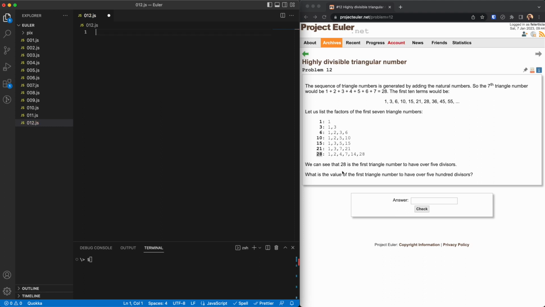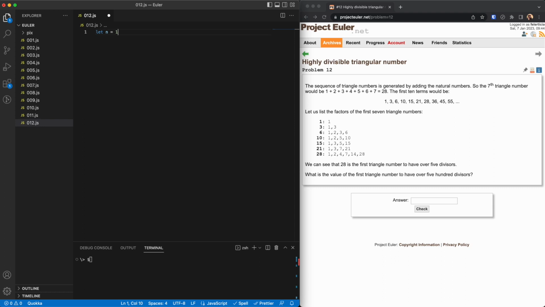The second point is that for each number, we need to get the triangle number for that one, and then check the number of divisors for that triangle number, and if that is bigger than 500, then we are done. Otherwise, we would go to the next number and do the same process. So it will be an infinite loop because we don't know when to stop. And yeah, so let's write the code for these.